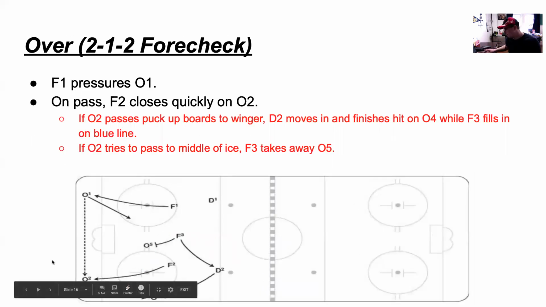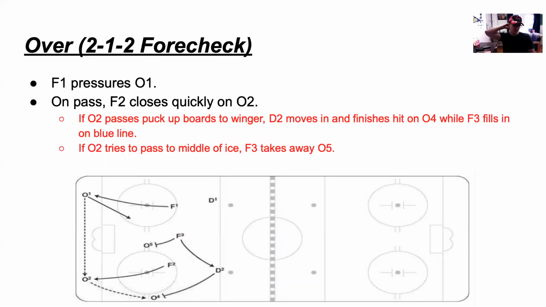And then we have the over. So F1 pressures O2. And on the pass, F2 closes quickly on O2. And if O2 passes the puck on the boards to the winger, D2 moves in and finishes the hit on O4 while F3 fills in on the blue line. And if O2 tries to pass to the middle of the ice, F3 takes away the pass to O5. So let's take a look.